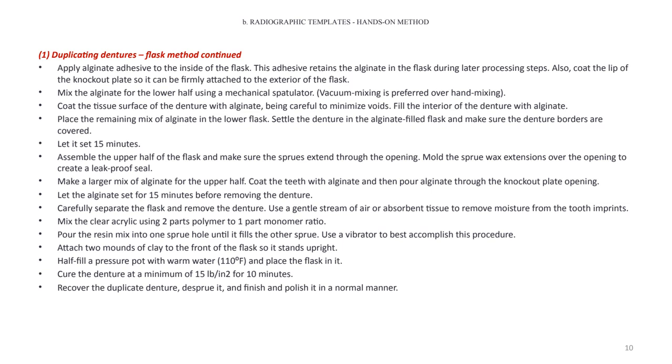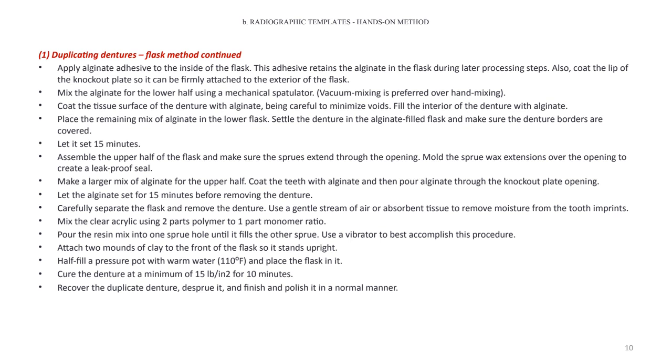After the upper part is set, the alginate is set, carefully separate the flask and remove the denture. Use a gentle stream of air or tissue to remove moisture from the tooth imprints. Mix clear acrylic using 2 parts polymer to 1 part monomer ratio. Pour the resin mix into one screw hole until it fills the other screw. Use a vibrator to pour up the acrylic.